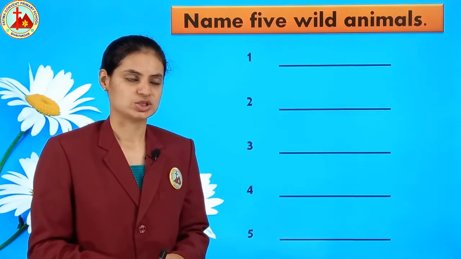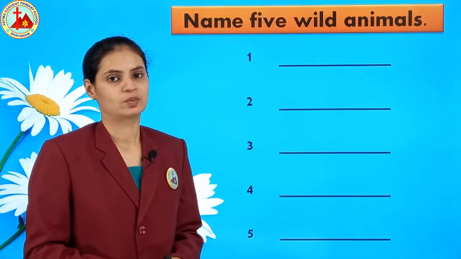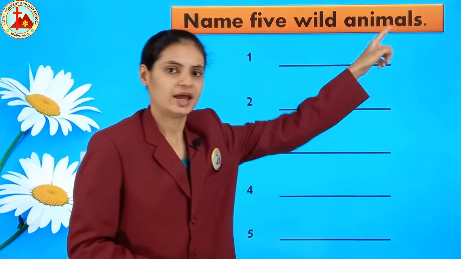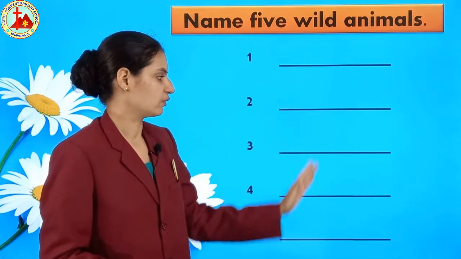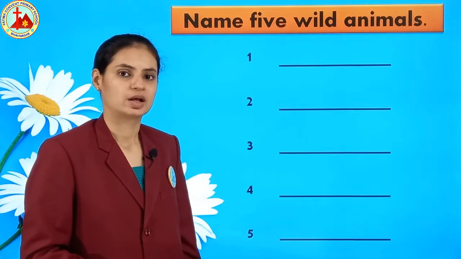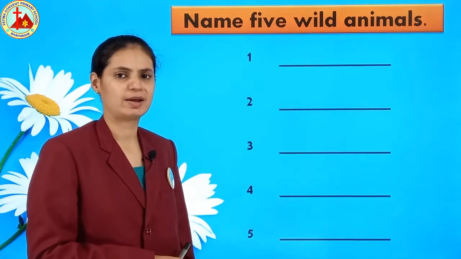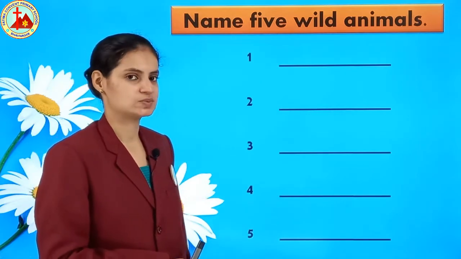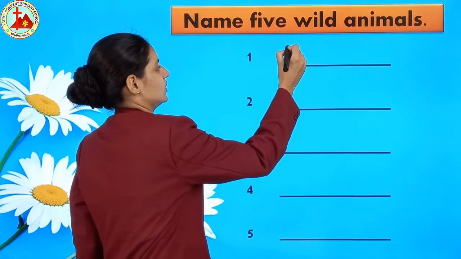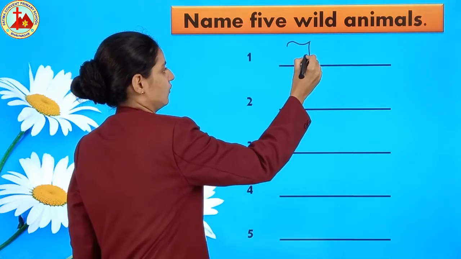In the next question, we are going to write 5 names of wild animal. So here, name 5 wild animals. Okay, we have to write in these blanks. The dash is given over here. Now, which spelling we have to write first? You can write any spelling you want. But here, first we will write spelling of fox. First letter should be cursive capital in these names of animals.